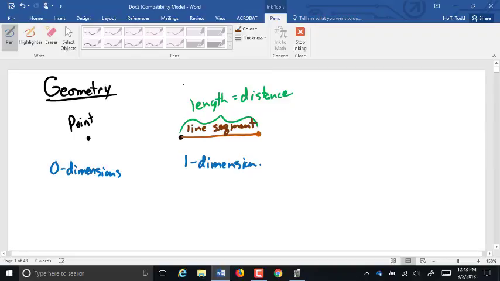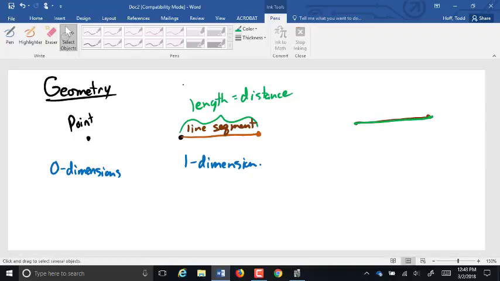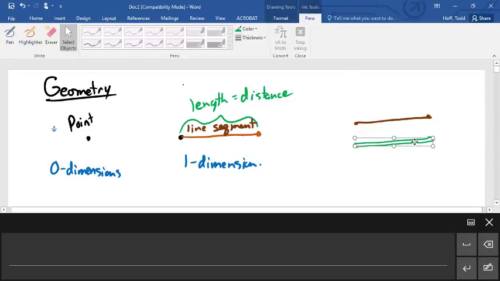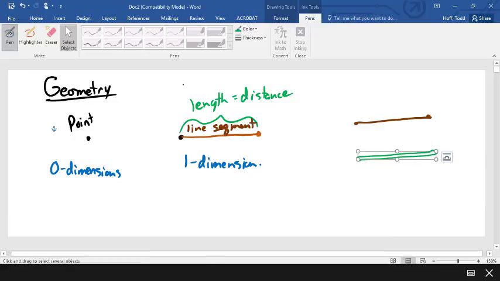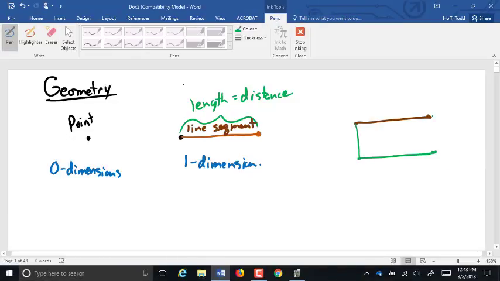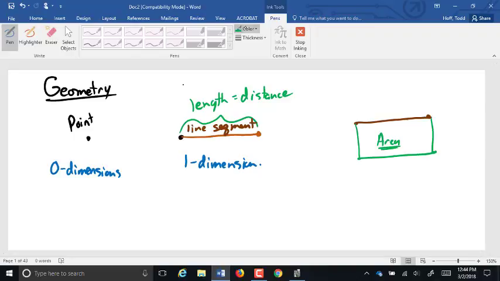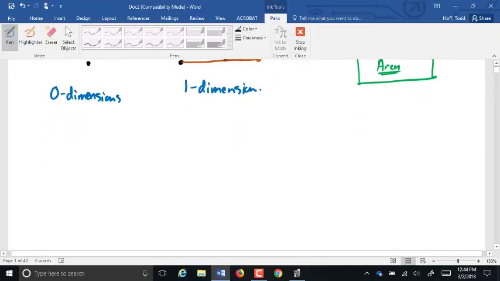Now, last semester we talked about taking that line segment and moving it in a second perpendicular direction. That would be like this, to create, in this case, a rectangle or an area. Well, we did that last semester, finding areas and volumes. Right now, what we're interested in is taking that point and moving it in a single direction and continuing to go on forever. What we create there is called a ray.